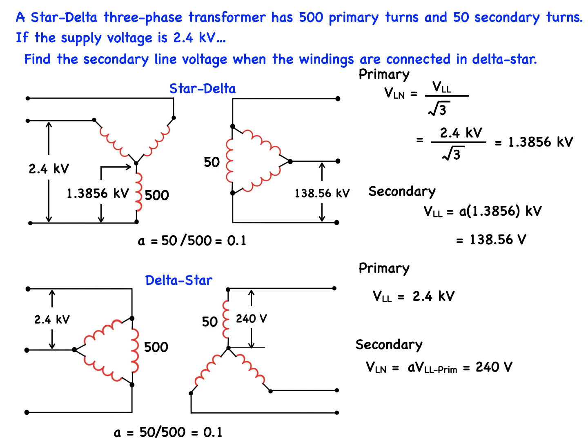Therefore, the secondary line voltage will be root 3 times the line to neutral voltage, or root 3 times 240, which equals 415.69 volts. And once again, we're done.